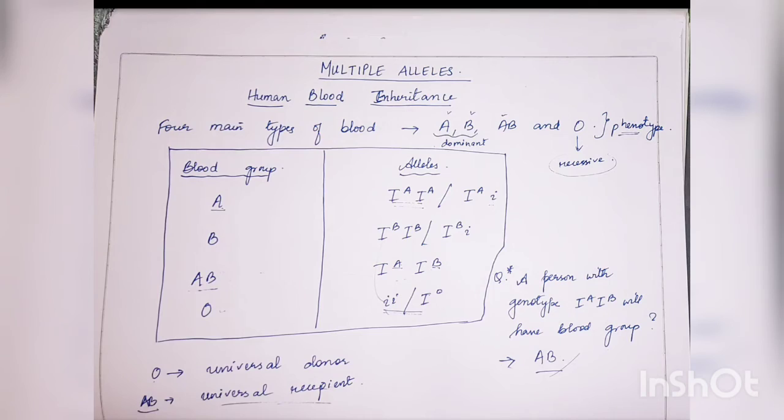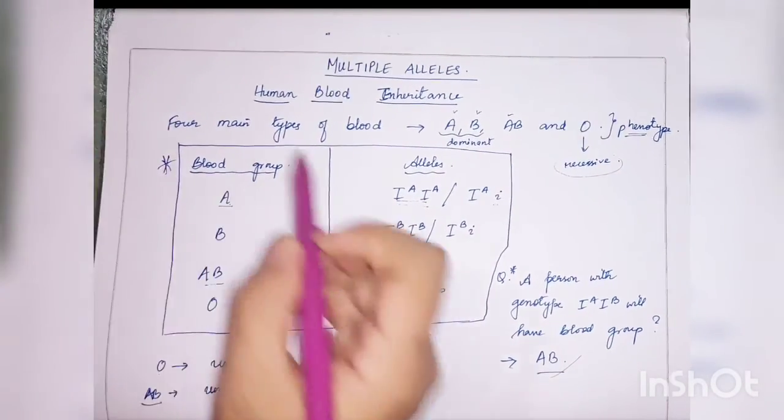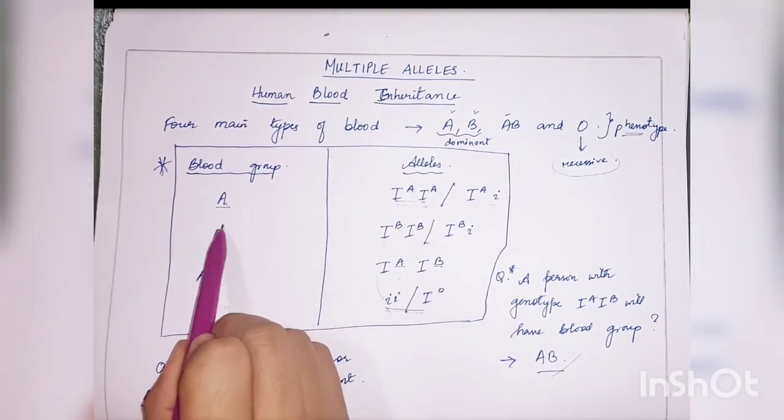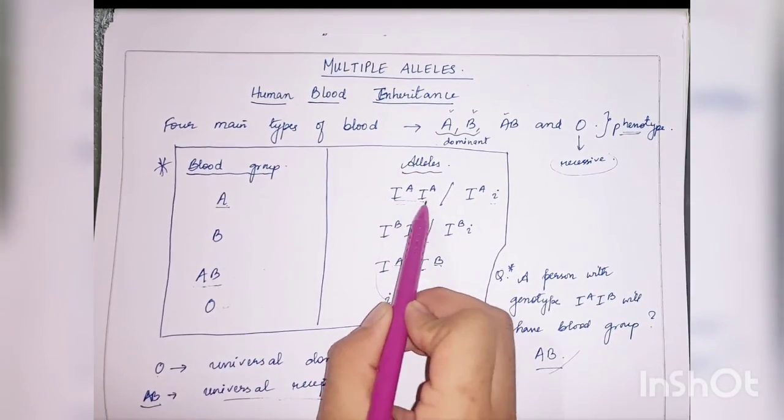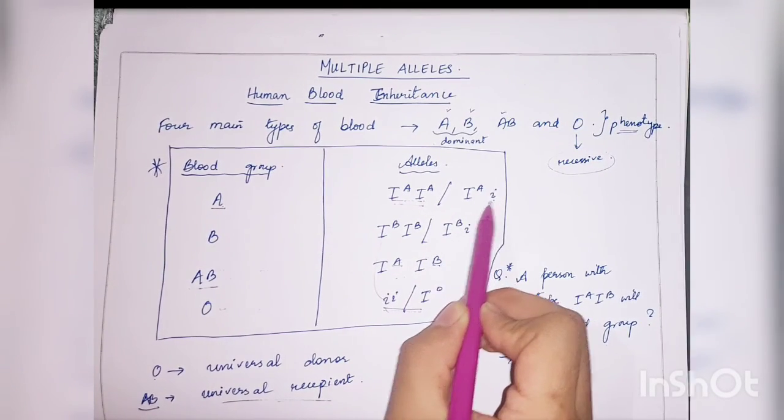Clear with this? So kindly remember this table. This is very important. You will have to remember the alleles. For blood group A, it is IA IA, homozygous, or IA i, heterozygous.